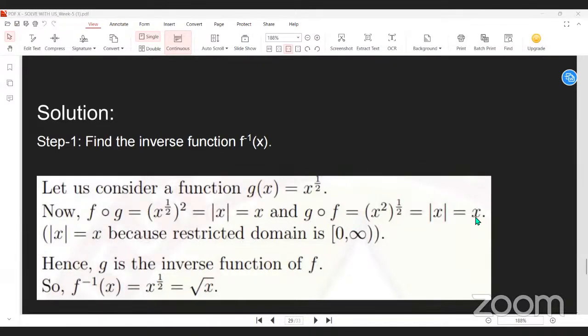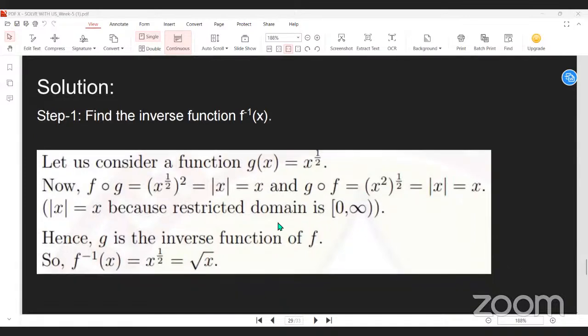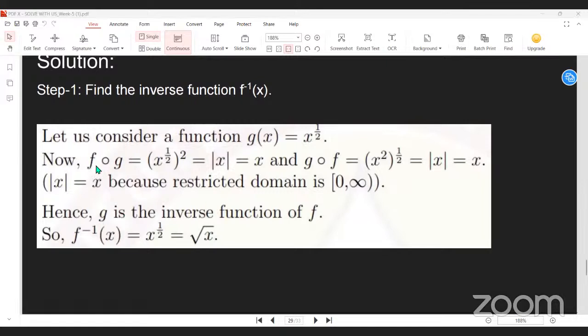g of f is also equal to x because again the domain is restricted to 0 to infinity. So since f of g of x is also x and g of f of x is also x, g is the inverse of f, right? Yes. This was one of the conditions that sir told in the video. So f inverse of x equals x to the power half, which is none other than under root x. So under root x is the inverse.